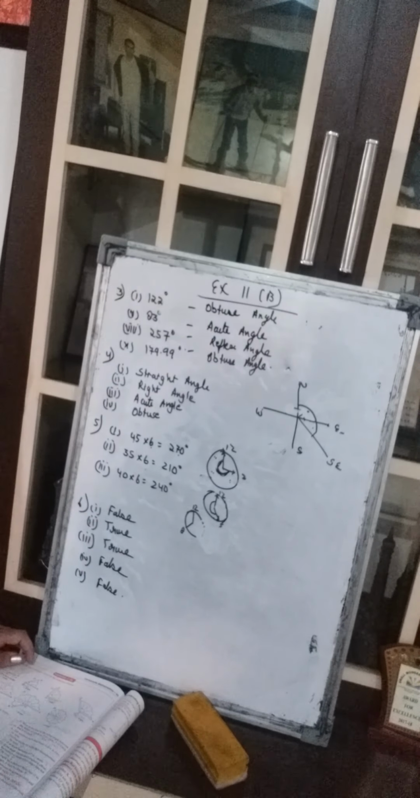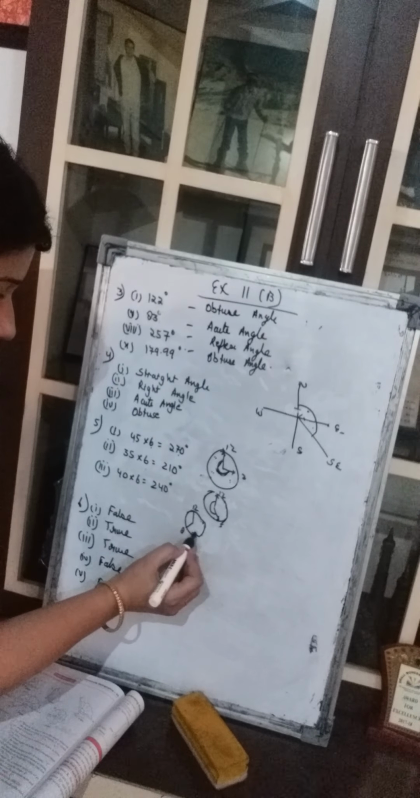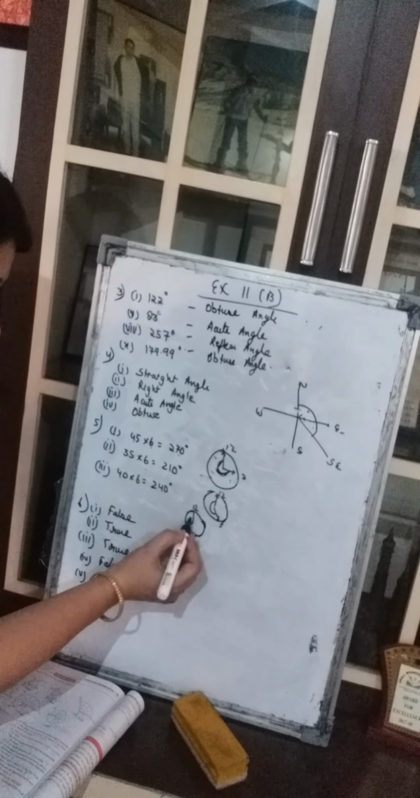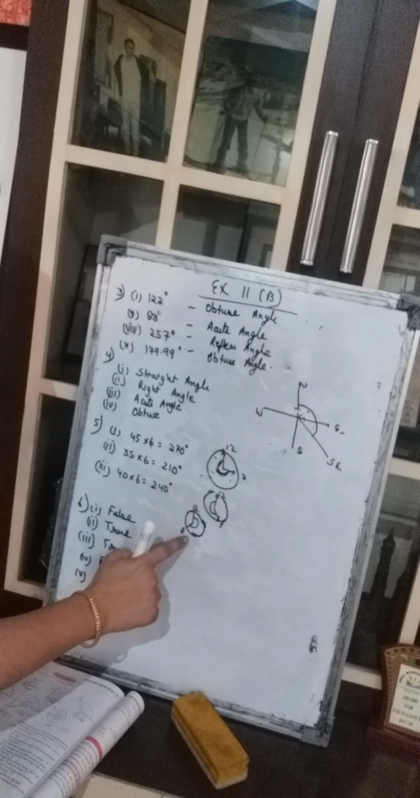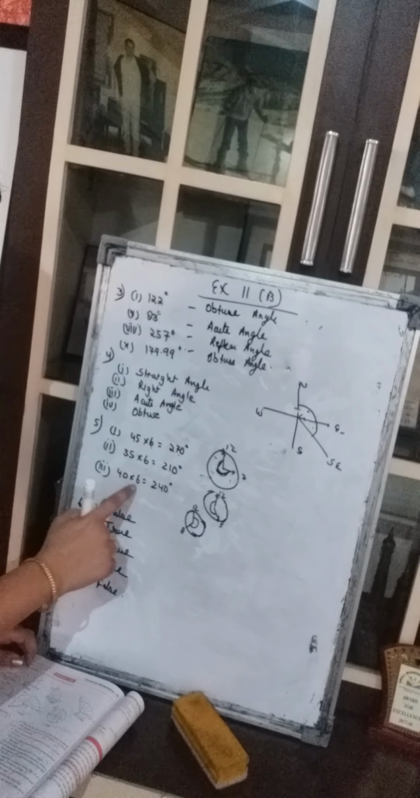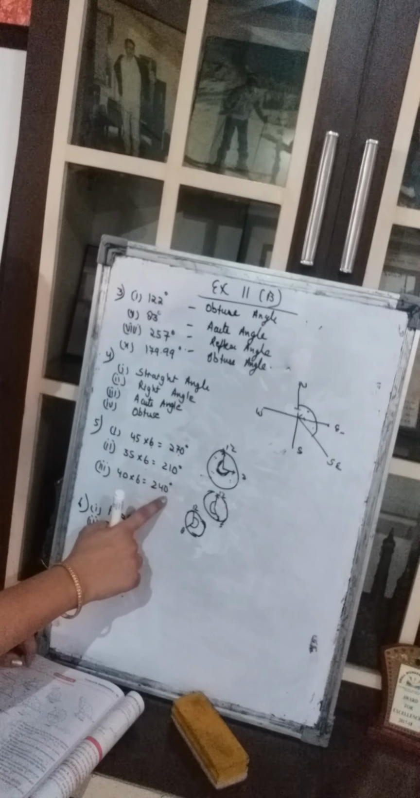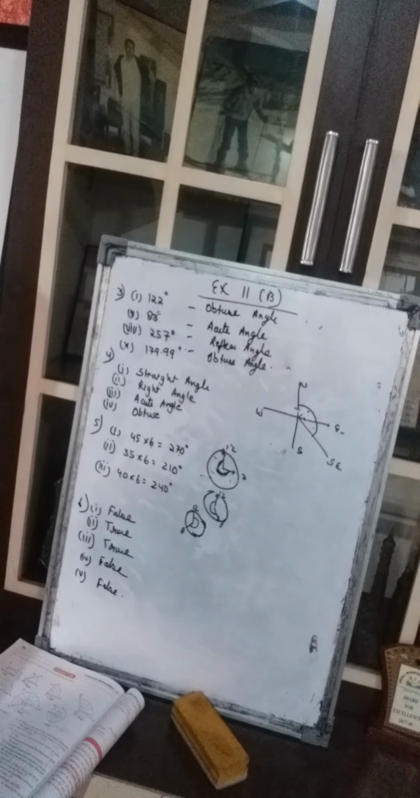Got it? And the last one is 8 o'clock now. This is the 8 o'clock and the reflex angle will be this much. For this reflex angle, how many minutes have been covered? 40 minutes have been covered. 40 into 6 gives you 240 degrees. Clear? Now we come to the sixth question, true and false.